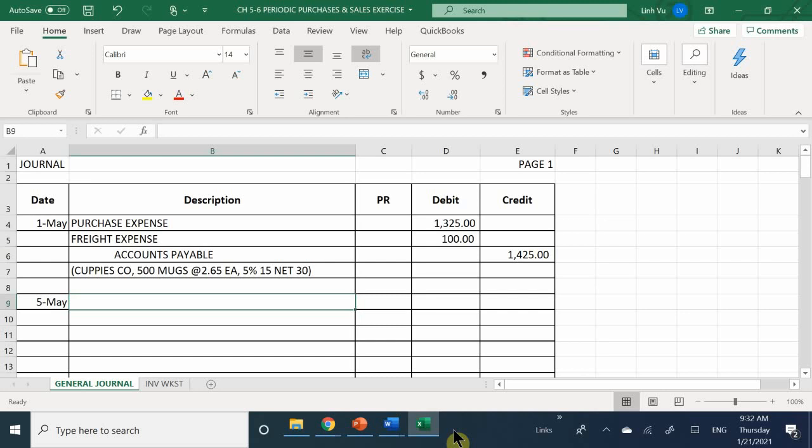Anybody? How am I going to record a return? Purchase returns and allowances, but that's not the first account I'm going to recognize. How did I pay for the items? On accounts payable. So how do I reverse accounts payable?